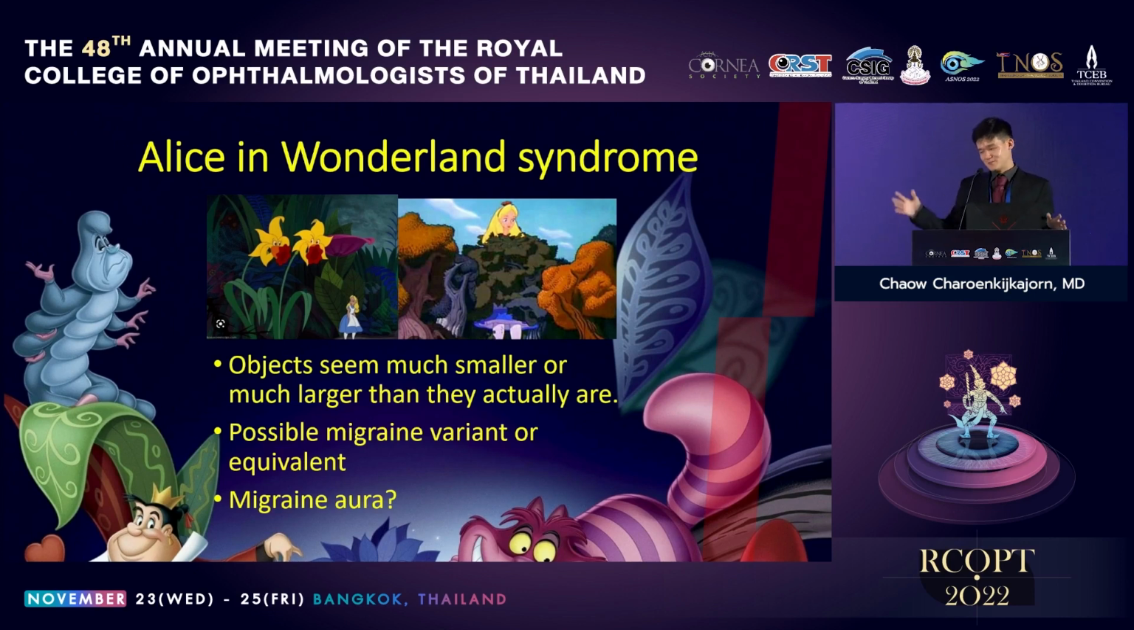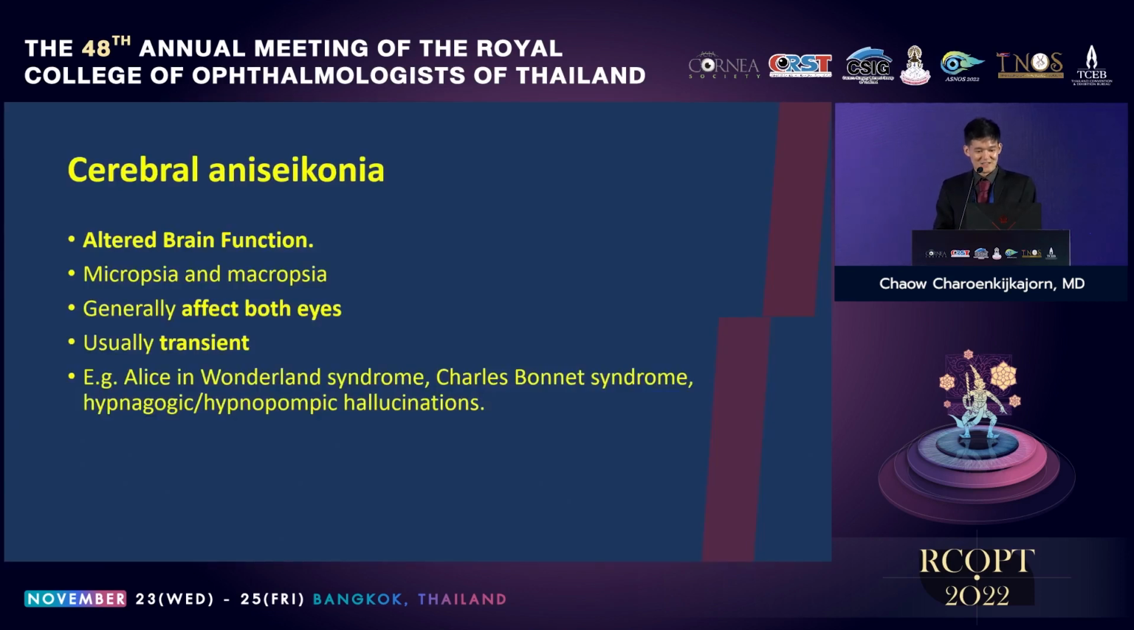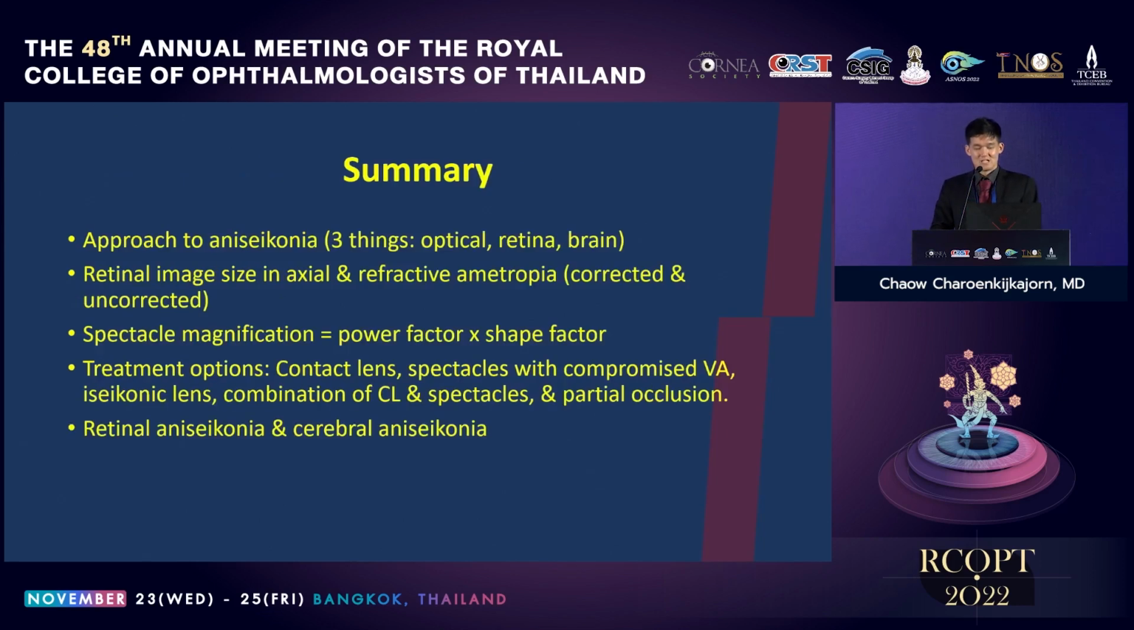So I give you this example because I want you to see how cerebral aniseikonia feels like, and it's going to be transient, bilateral, something like that. So it can be found in Alice in Wonderland syndrome, Charles Bonnet syndrome, which is release hallucination in patients with homonymous hemianopsia, or hypnagogic and hypnopompic hallucination. That is a hallucination that you see when you wake up in the morning or when you're trying to fall asleep. Yeah, so that's the end of my presentation.